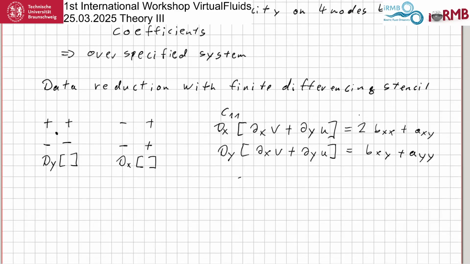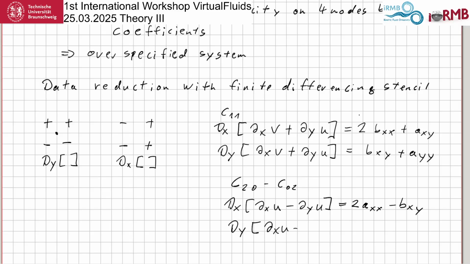Then we do the same thing for C20 minus C02. So what is in there? There is the first derivative dxu minus dyu, and if you apply this to the polynomial, then we get 2axx minus bxy, and dxu minus dyu is equal to axy minus 2byy. Okay, now we have reduced our data.